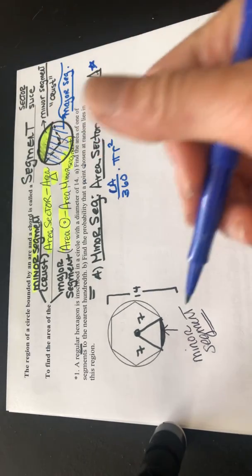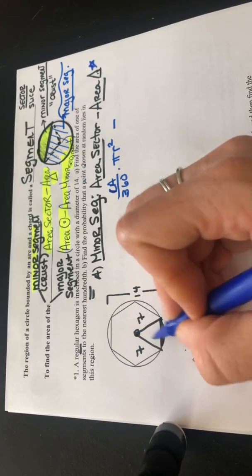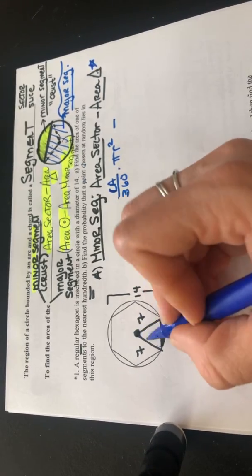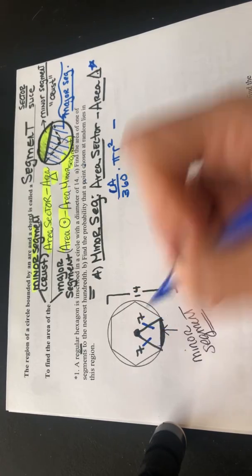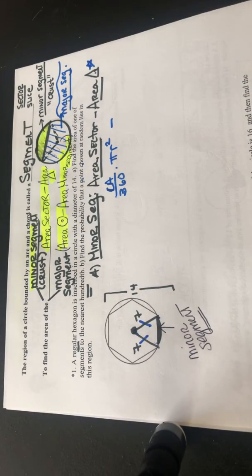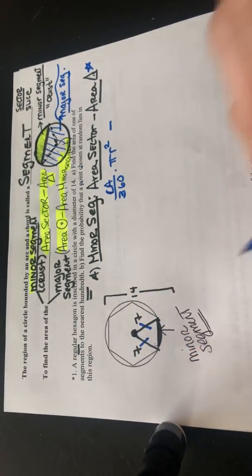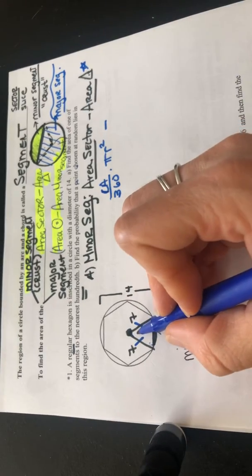Because if you take a look, since we all know here's your triangle, and we all know that these are radii, and they are the same. Okay, so if they are the same, then the angles are the same. Well, I got ahead again. Let's find the central angle.